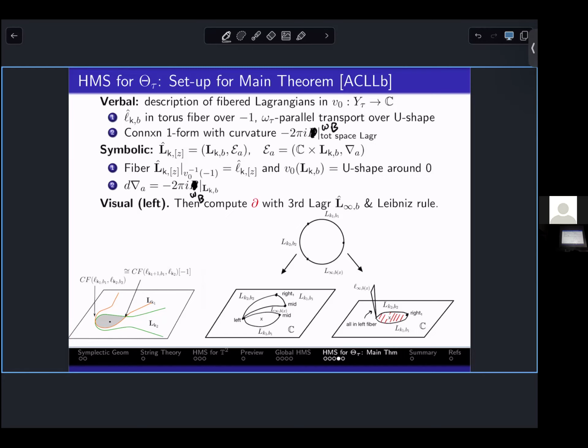So the V_0 of L in the base is a U shape around 0. And the curvature of this connection is -2 pi i times the B field when you restrict it to the Lagrangian. This is only defined on the Lagrangian. This is defined on the whole space, so we restrict it to the Lagrangian.